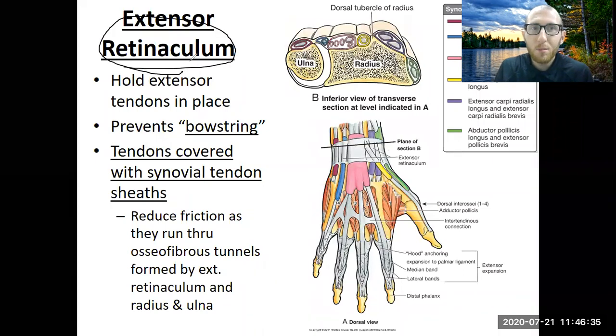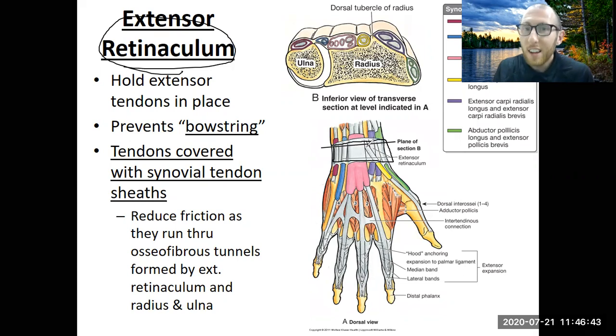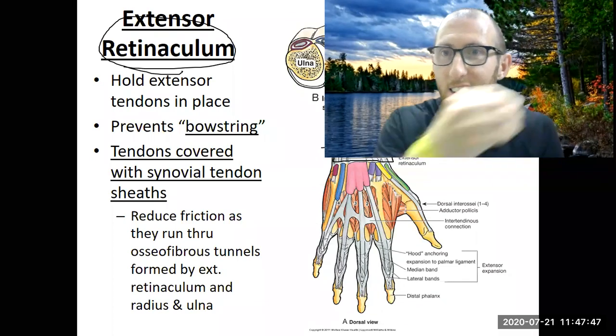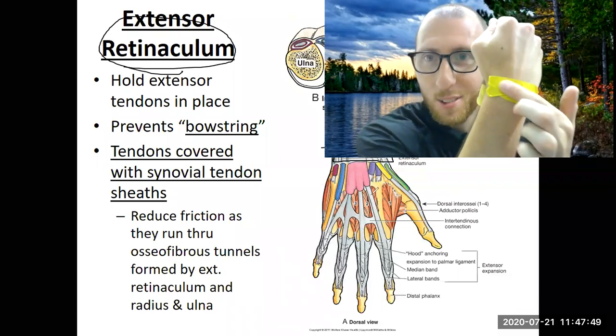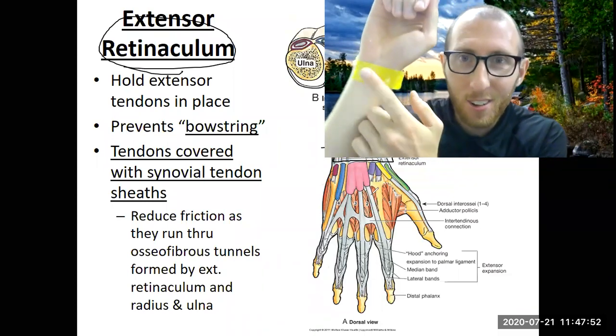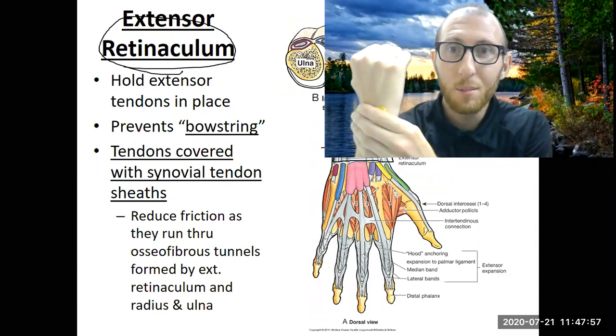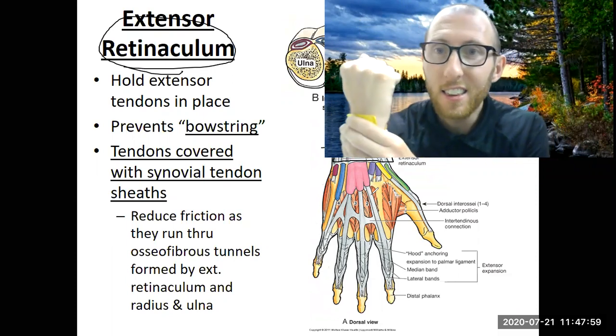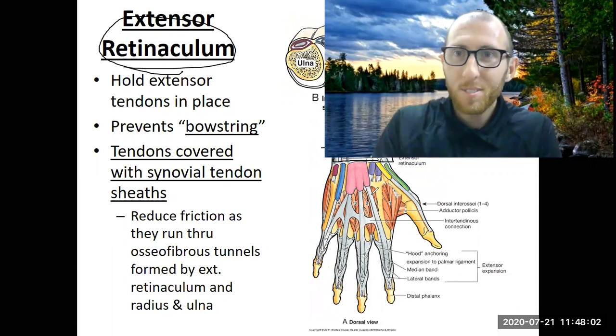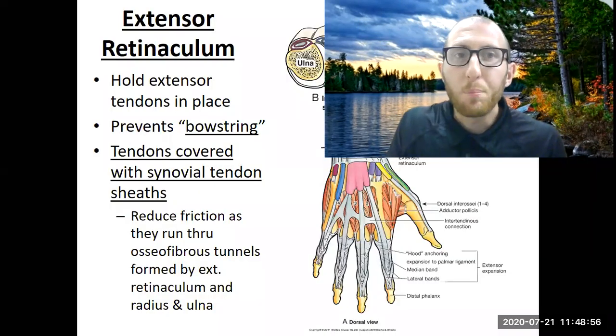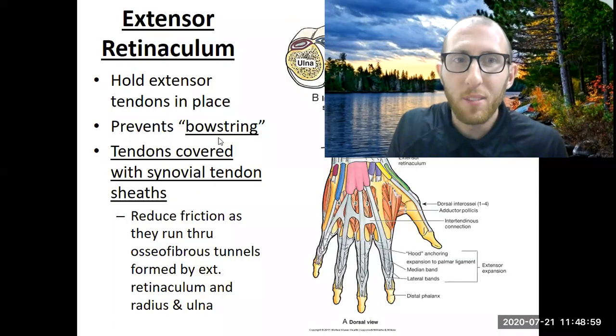So the retinaculums are like this thin piece of connective tissue covering the tendons. So it's like taking a piece of tape and putting it right here. So this would be the extensor retinaculum. Well, guess what? There's a flexor retinaculum as well. These pieces of tape or the retinaculum will hold in the tendons going through it. And it prevents bowstringing of the tendons.